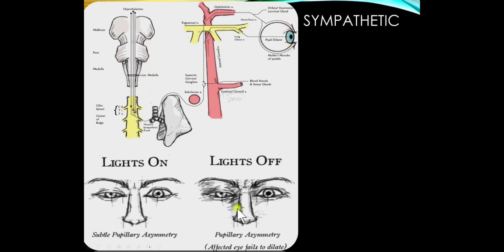If someone just has benign anisocoria and you dim the room lights, both pupils are going to dilate to the same degree. They'll still be a little bit asymmetrical. When they become very asymmetrical like this, you know you're dealing with a bona fide Horner syndrome.